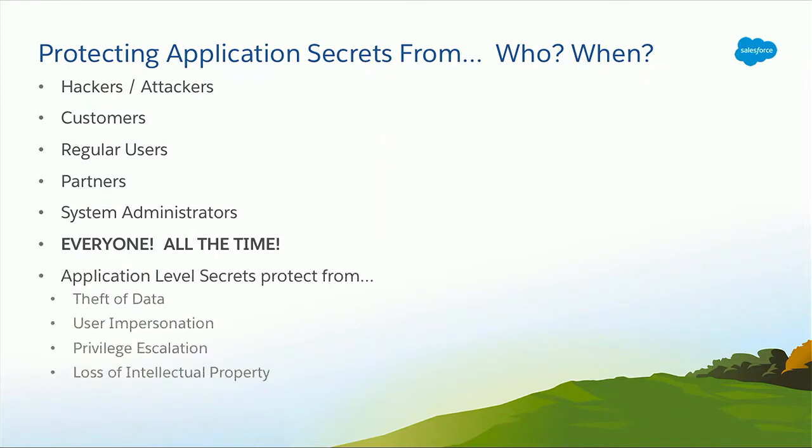Application-level secrets, what we're going to talk about today, is going to protect against things like theft of data, privilege escalation, intellectual property loss, user impersonation, having more privileges than you're supposed to have on a system, all right?